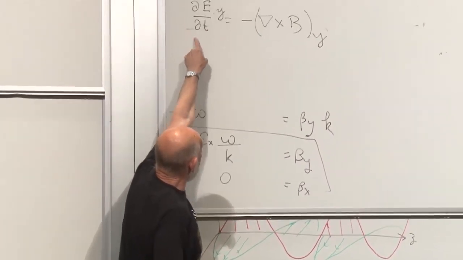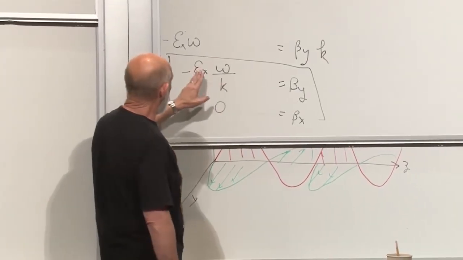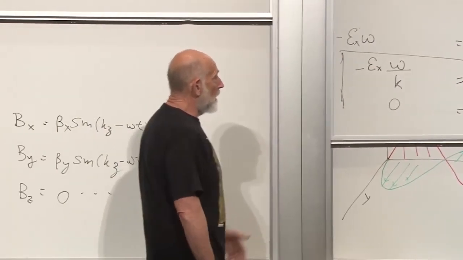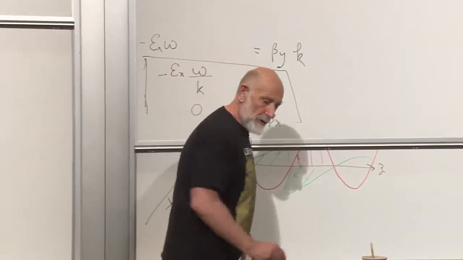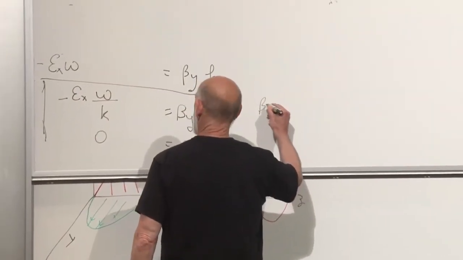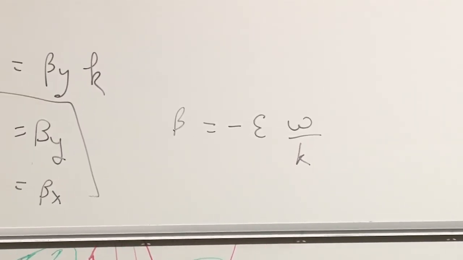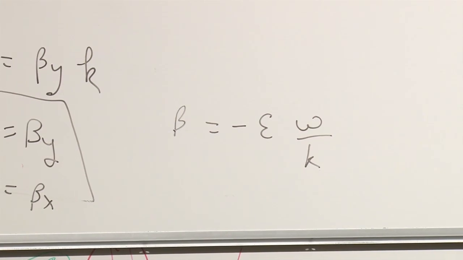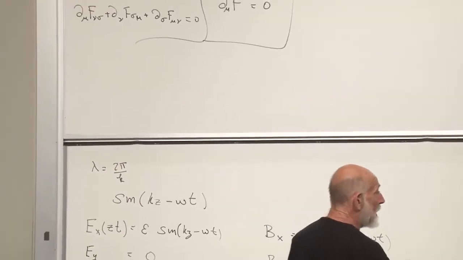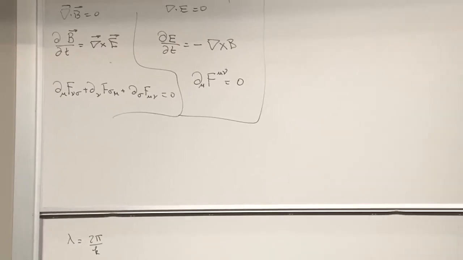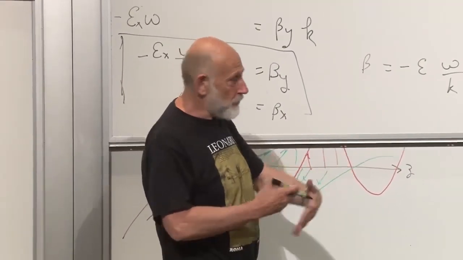Here we used the dE/dt equals del cross B equation, and we got a relationship between beta and epsilon. Getting rid of the indices here, only beta y is non-zero and only epsilon x is non-zero, so we can write this just in the form beta is equal to minus epsilon omega over k. That's the equation that comes from the dE/dt equation. There's also the dB/dt equation. It has exactly the same structure, except for a minus sign, and B and E are interchanged. With no further work, I can write down the corresponding equation. Just interchange beta and epsilon and change the sign.